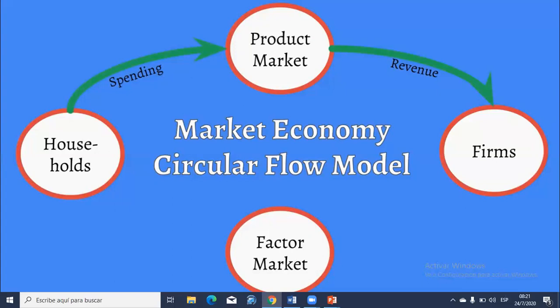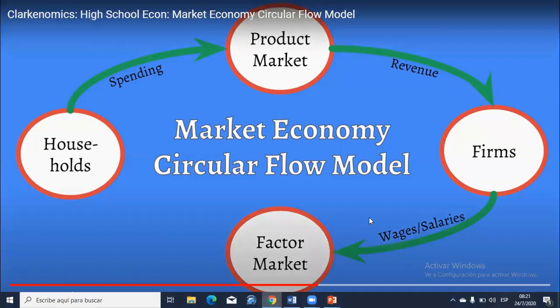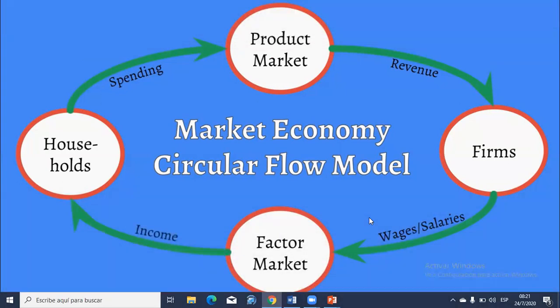But the firms don't keep that money. What they do is they send that money out in the form of wages and salaries. They have to pay for the factors of production, the land, the labor, and the capital, and they have to send their money to the factor market. Once that money goes to the factor market, it then finds its way, of course, back to the household in the form of income. So this is the monetary flow.